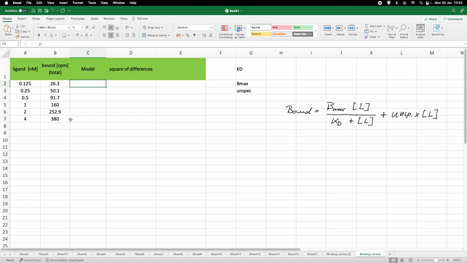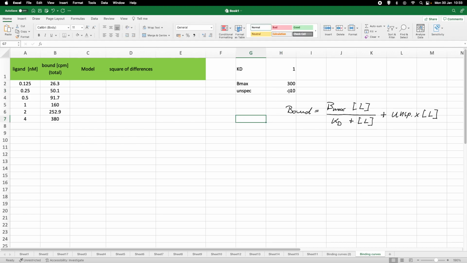For the Bmax, I would say it is perhaps in the range of 300 or something like that. It will go up depending on this unspecific term. So let's set this provisionally at 300 counts per minute. That is the Bmax for the specific binding. The Kd would be roughly maybe around 1, just as an estimate. And the unspecific binding, we don't really know what this is, but let's set this to an arbitrary value of 10.